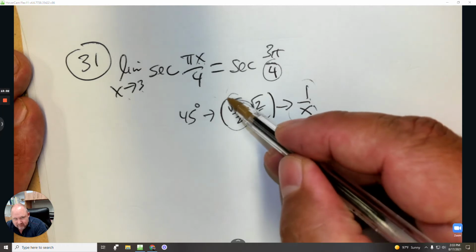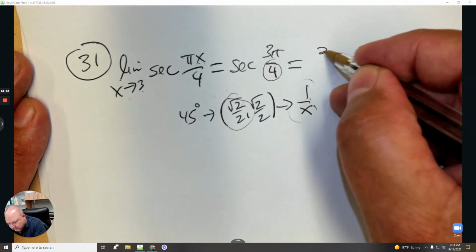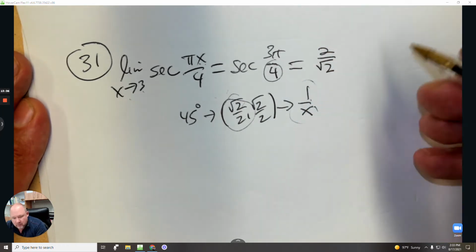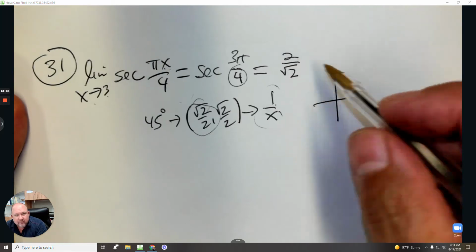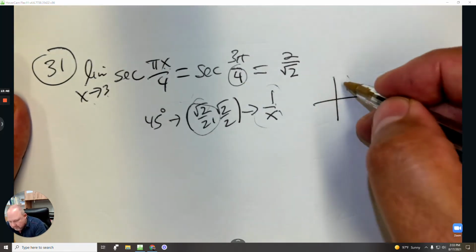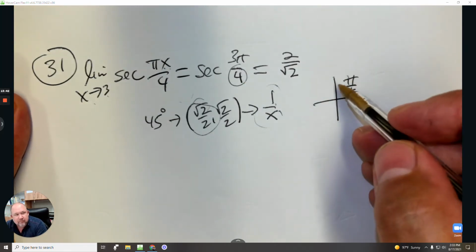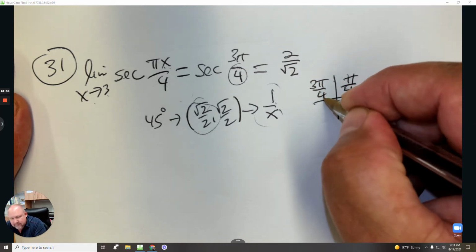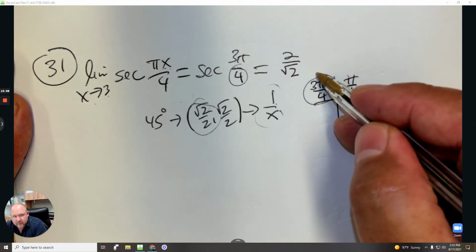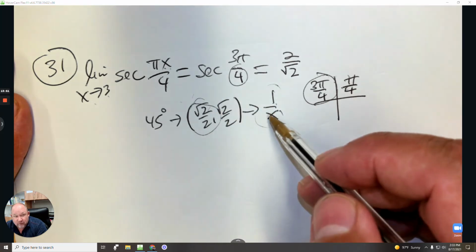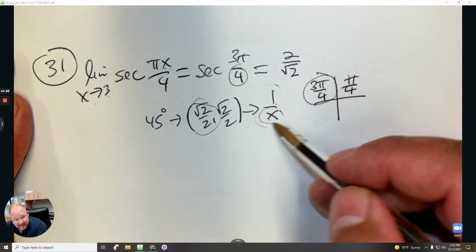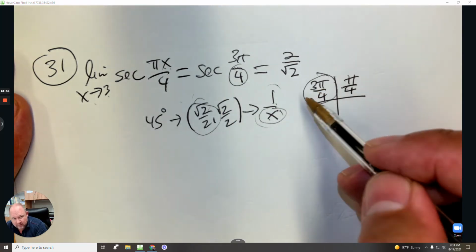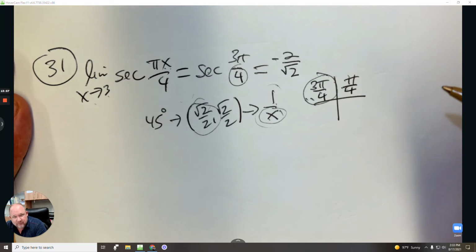So we take the x-coordinate and do the reciprocal. And then the last part is, what quadrant are we in? So we have 1 pi over 4. 2 pi over 4 reduces. And then the next quadrant would be 3 pi over 4. We're in quadrant number 2. And secant, which goes with cosine, which goes with the x-coordinate, is negative in quadrant number 2. And you have your answer.